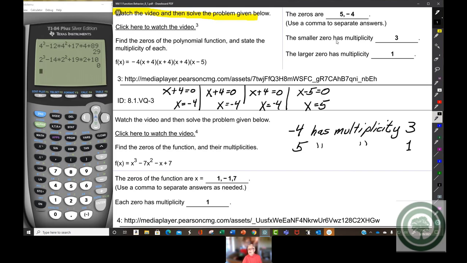Okay, so the smaller zero and the larger zero. Well, negative numbers are always smaller than positive numbers. So the negative zero, the smaller zero, has multiplicity 3, and the larger zero, 1, has multiplicity 1. That's what multiplicity is. That's all it is, which just shows the talent that mathematicians have for making a very simple idea complicated.